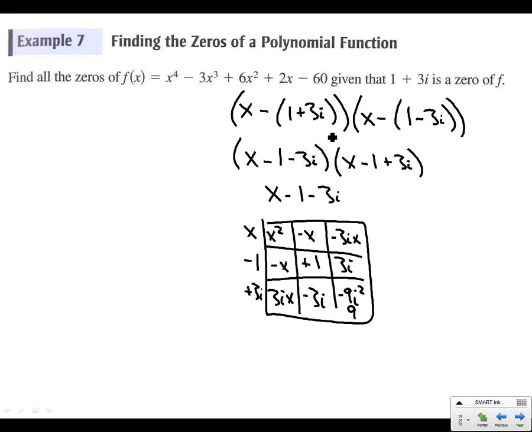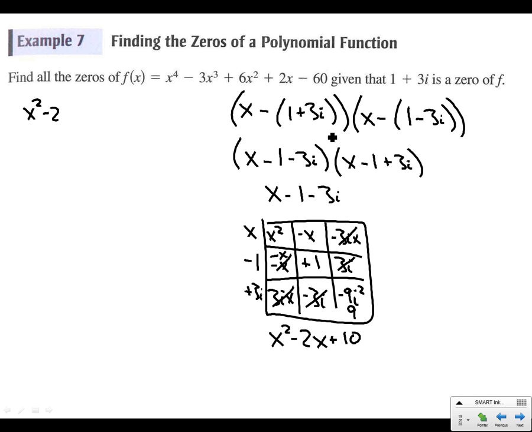So if we were to clean this up, let's cancel where we can. Nope, sorry. That still is okay, but these two cancel. And what do we have here? We've got x squared minus 2x plus 10. Alright, so we know that that divides out. So what are we going to use? We're going to use long division to divide all the way down.